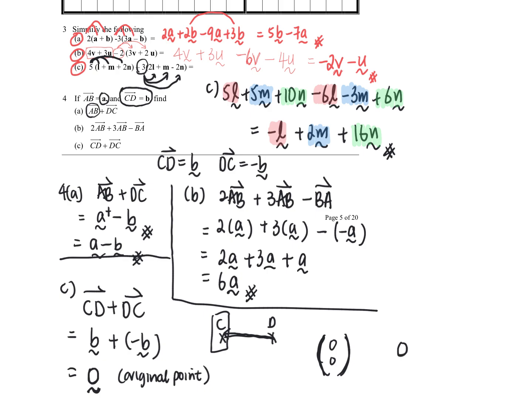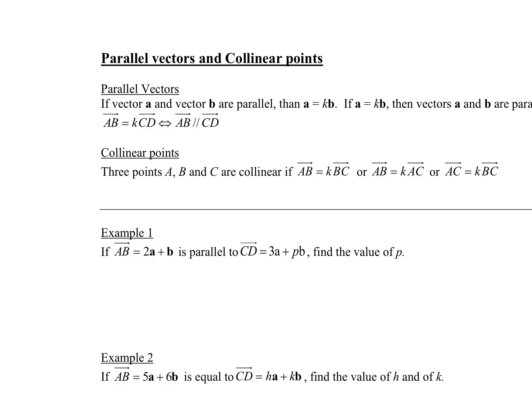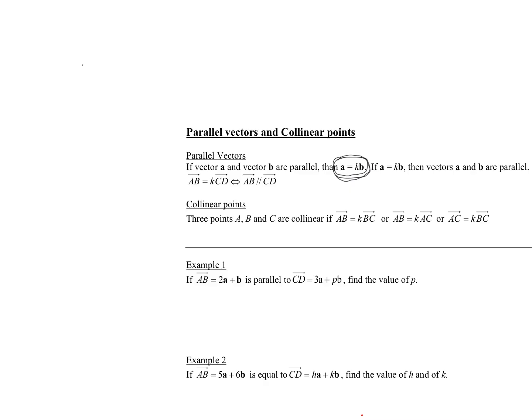Okay, I move on. Next concept is on parallel vectors. So if I say two vectors are parallel, they are a ratio of each other. For example, if I say A is the vector 1, 2, it means that this vector A is moving in the x direction 1 unit, moving in the y direction 2 units. So the vector A represents 1, 2.